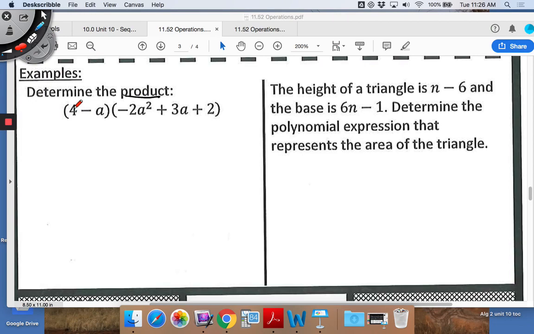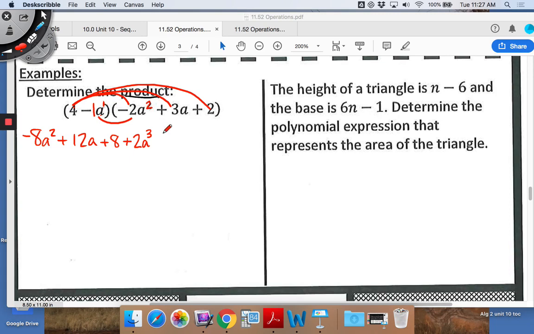So we have to distribute the first number through everything, and then we have to distribute the second number through everything. So I'm going to do 4 times negative 2a squared is negative 8a squared. 4 times positive 3a is positive 12a. 4 times positive 2 is positive 8. Now I have to distribute this negative 1a through. So negative 1a times negative 2a squared is positive 2a cubed. Just a quick reminder, this has an exponent of 1 and this has an exponent of 2.